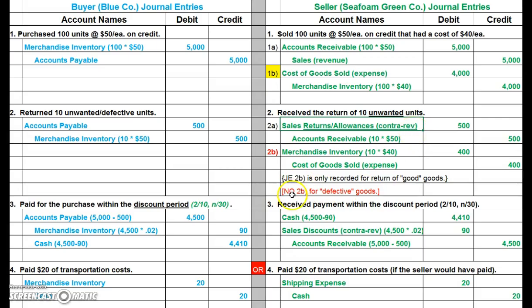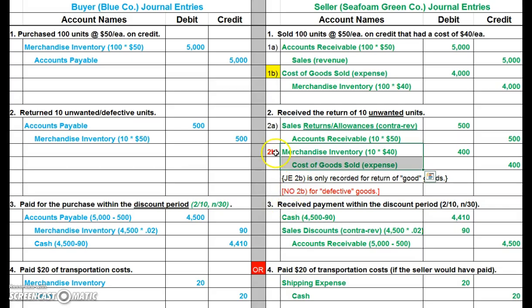Now, if we received a return of defective goods that we are not going to try to sell at any price, we're going to say for this example they were just totally defective, it's not worth it to us to repair them, and we cannot sell them in their current state, we're going to throw them away. If we have defective goods that we just throw in the garbage, think about this journal entry where you're debiting merchandise inventory. If we threw those 10 cheapo somethings that were broken in the garbage, you would not be doing a journal entry to put them back on your shelves because we didn't put them back on our shelves.